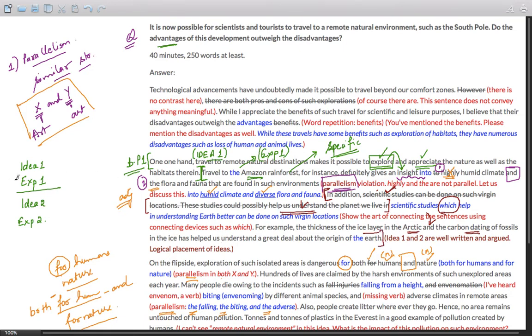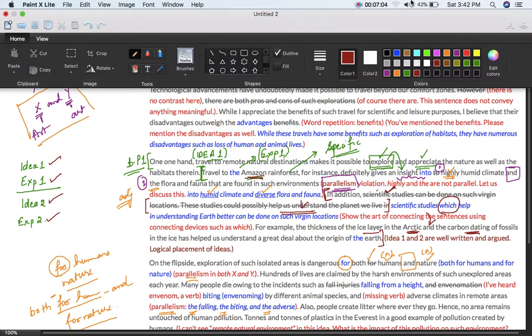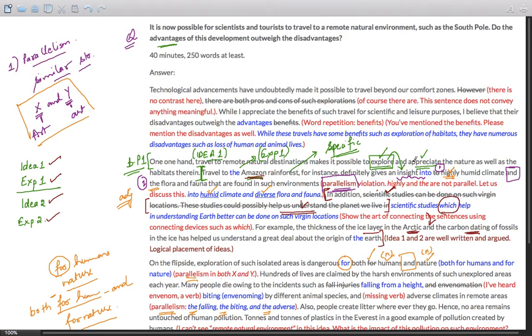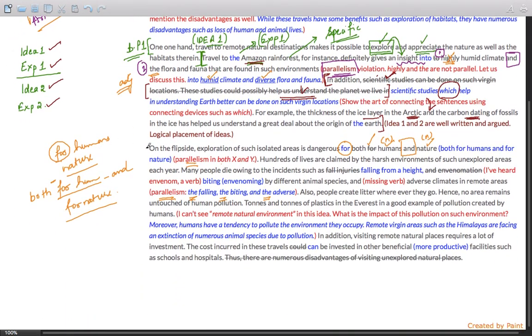So 2 ideas, idea 1, idea 2, 2 explanations, explanation 1, explanation 2, with some names sprinkled like icing on the cake, and this seems just fine. Now let us move to the other dimension. Let us check with body paragraph 2.